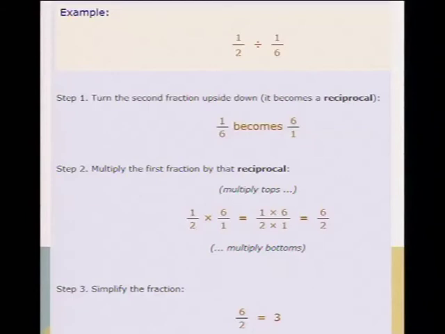Now when the sign changes to multiplication, the next rule is multiply the numerator with the numerator, the denominator with the denominator. 1 multiplied by 6 is 6, 2 multiplied by 1 is 2. Now you can see that the answer is 6 over 2. 6 over 2 can be simplified because 2 can go into 6 and 2 can go into itself. 2 goes into 6 how many times? It goes 3 times, and 2 into itself goes 1 time. So you will have 3 over 1, and 3 over 1 is equal to what? It's just equal to 3.